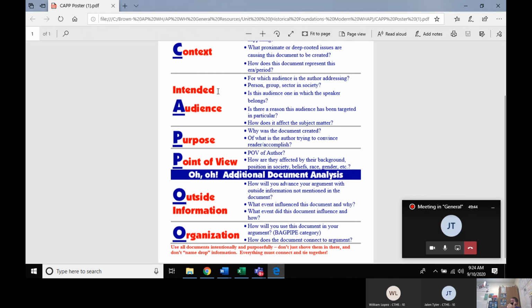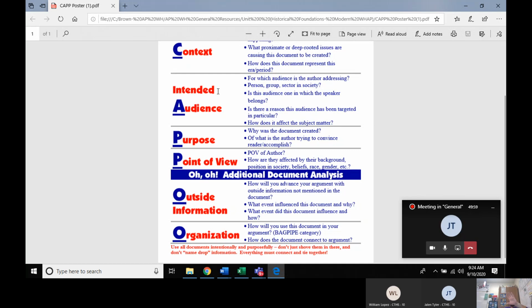Is this person writing this document a king? Are they a peasant? Are they a priest? Are they a soldier? Are they a slave? Are they a man? Are they a woman? Are they rich? Are they poor? Again, those are things that impact how we see the world.